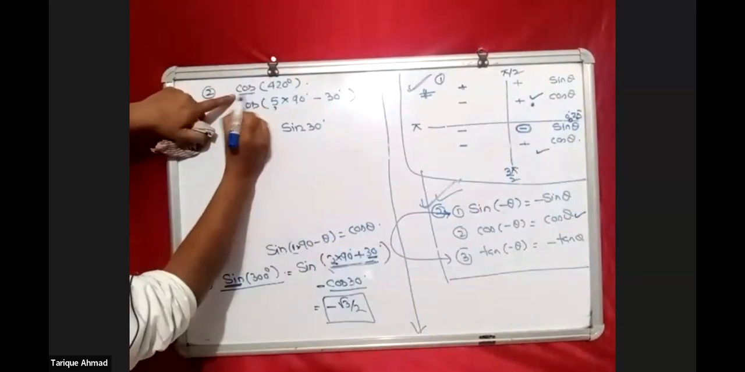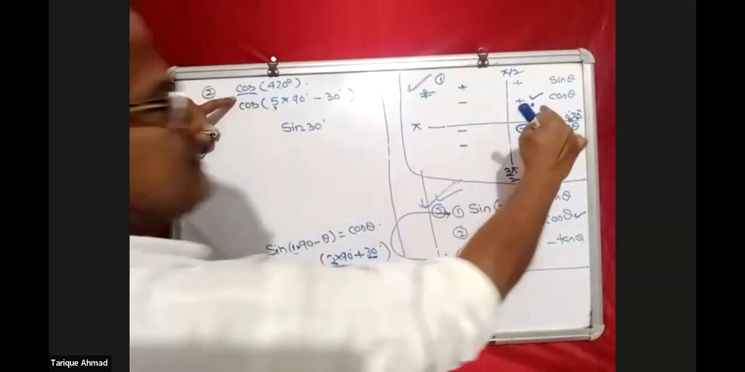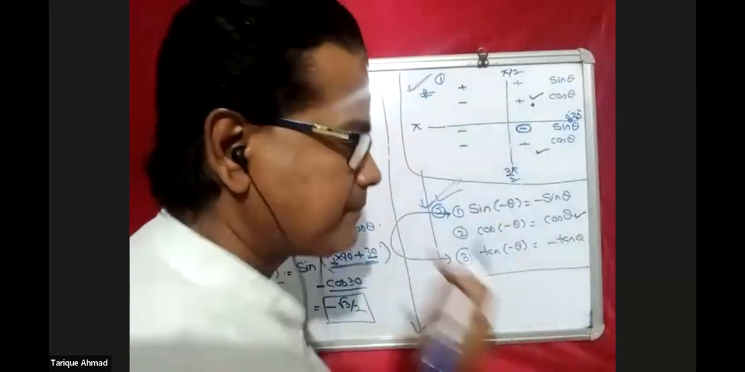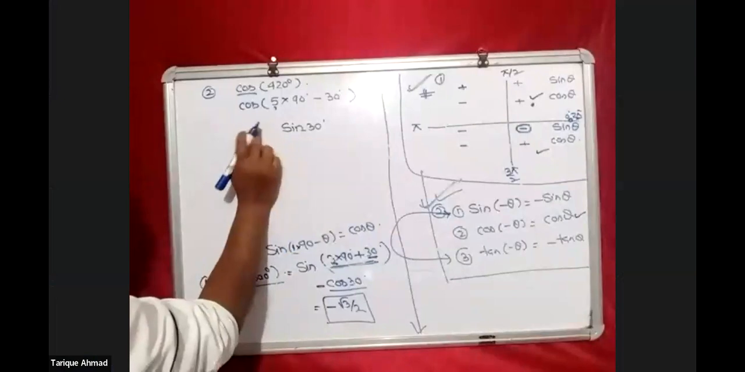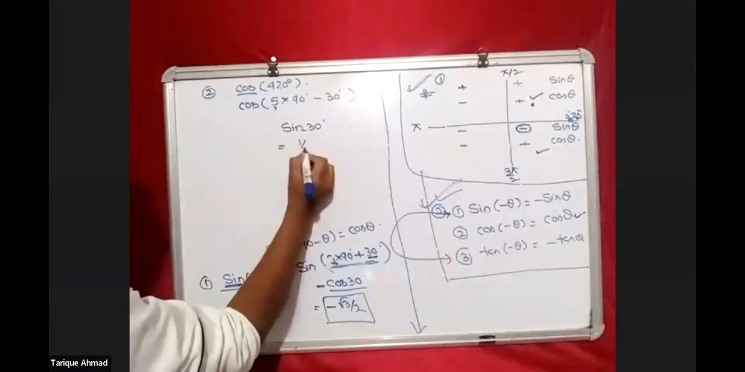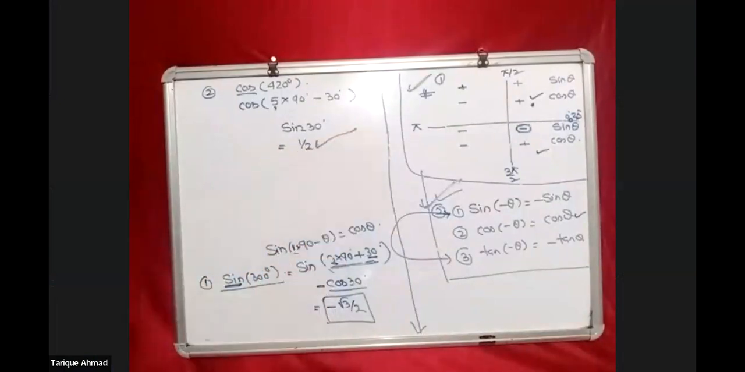Here the question was with cos. What is the sign of cos in the first quadrant? Plus. Put that sign here. It is already plus. Sin 30 equals 1 by 2. This is the value.